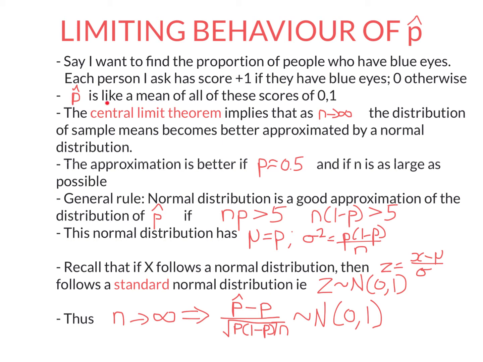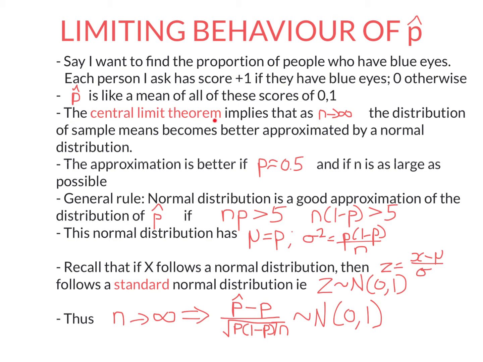Now, p hat is basically just a mean. When I'm asking people whether or not they have blue eyes, I'm basically giving them a score of 1 if they have blue eyes, 0 if they have eyes of another color. So calculating p hat is like calculating the mean of all these scores of 0 and 1: 0 for everyone who doesn't have blue eyes, 1 for everyone who does have blue eyes.